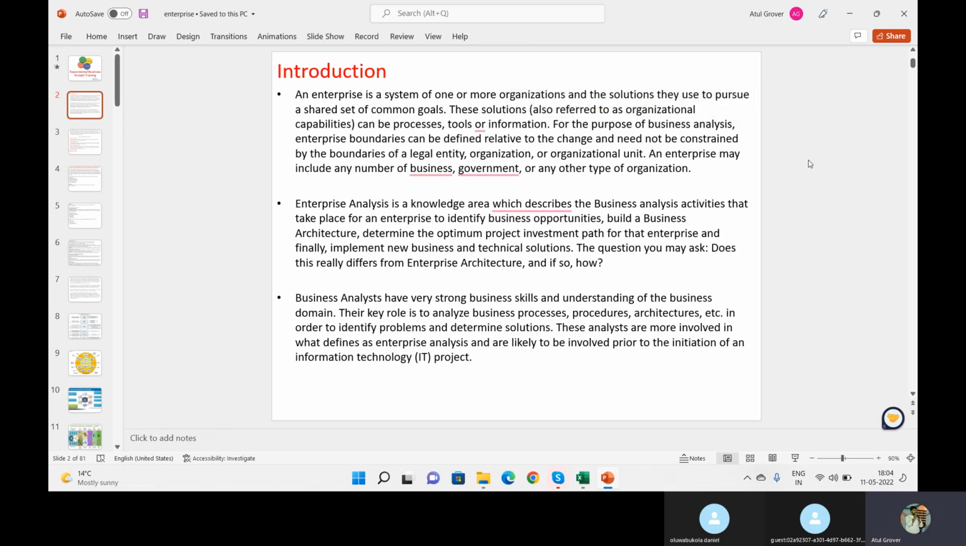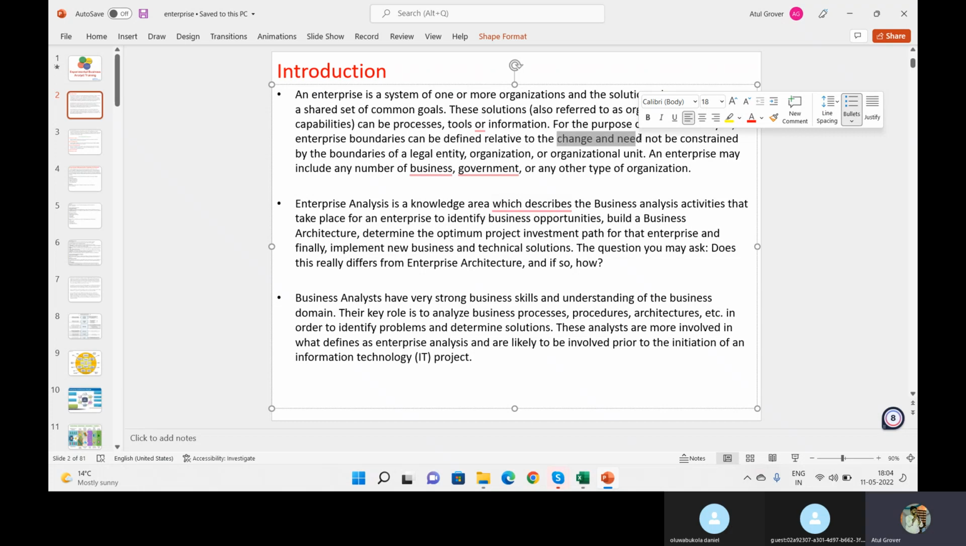Now, for the purpose of business analysis, the enterprise boundary can be defined related to the change and a need. Remember, yesterday we discussed the need. What is need? Need means any problem or opportunity to grow. That is a need, and change is the transformation to fulfill that particular need. But it is not constrained by the boundaries of a legal entity.